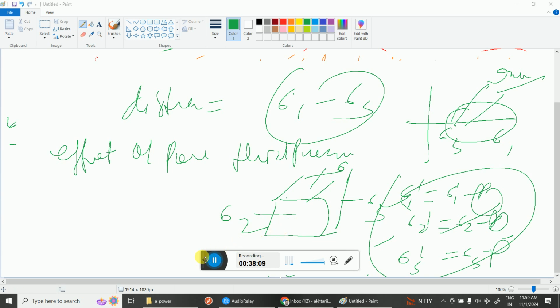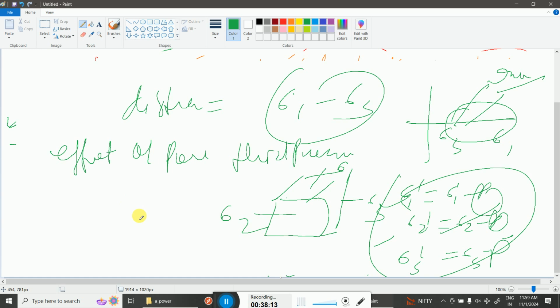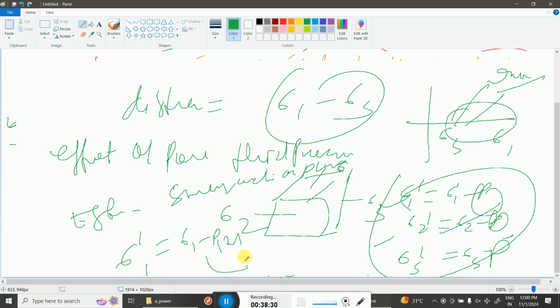Now this question has been done. So in general, what is the effective stress? Effective stress is nothing but the stress acting on the plane. Then sigma 1 dash is equal to sigma 1 minus P, where P is the plane fluid pressure. Then this has been done.